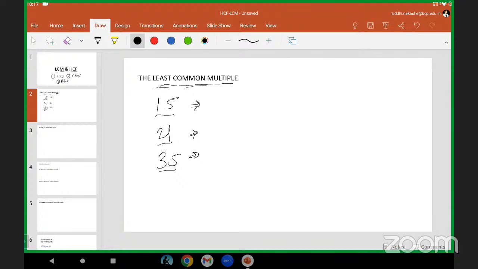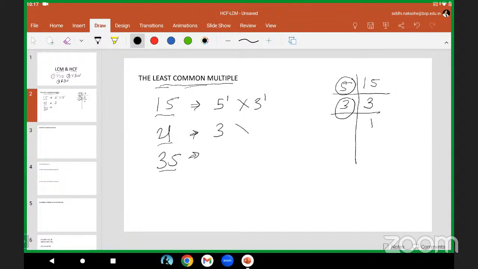So whenever we try to solve the LCM, what we do is usually take the number and make sure it is divisible. So this will be divisible by 5, this will be divisible by 3. So that means 5 raised to 1, because there is only one 5 and only one 3. So that is 5 raised to 1 and 3 raised to 1. Similarly, that is 3 raised to 1 and 7 raised to 1, and 5 raised to 1 and 7 raised to 1.